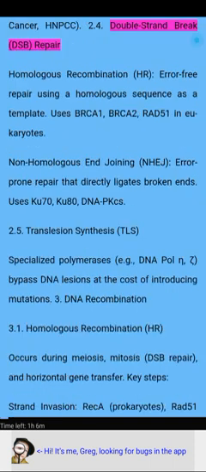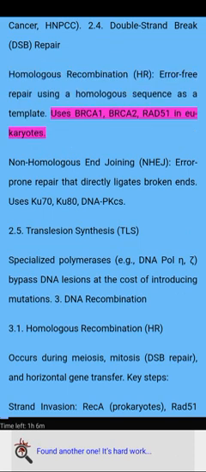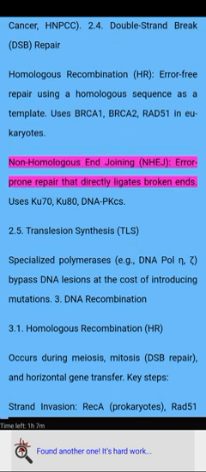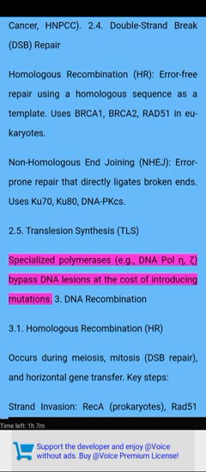2.4. Double-strand break, DSB, repair. Homologous recombination, HR: error-free repair using a homologous sequence as a template. Uses BRCA1, BRCA2, RAD51 in eukaryotes. Non-homologous end joining, NHEJ: error-prone repair that directly ligates broken ends. Uses Ku70, Ku80, DNA-PKcs. 2.5. Translesion synthesis, TLS. Specialized polymerases, e.g., DNA pol eta and zeta, bypass DNA lesions at the cost of introducing mutations.